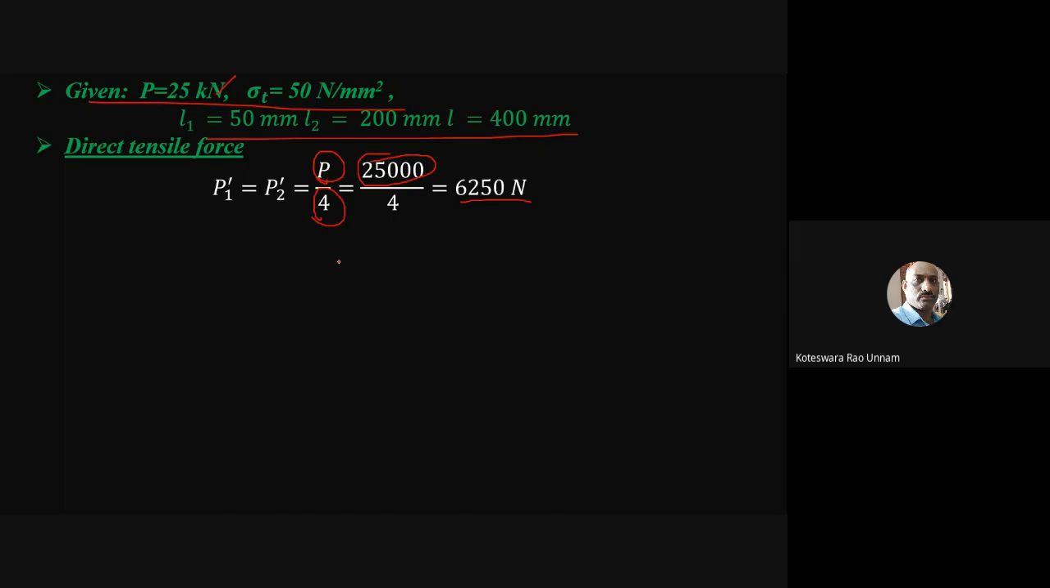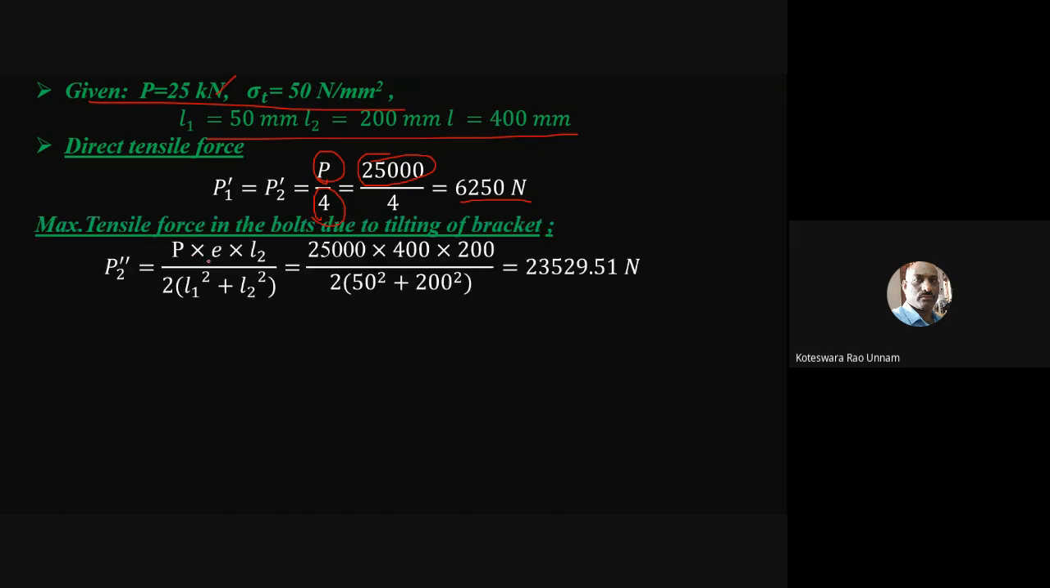Then we need to find out the tensile load due to bending moment. So that is given by... I already said that the tensile stress is maximum for B, not for A, because B is far away from point C. So the formula for that is P into L2 divided by the summation of L squared. Earlier I also told you, because there are two bolts at each location, you need to multiply this formula by 2. If there is only one bolt, you have to take L1 square plus L2 square. Because now there are two bolts for each set, you have to multiply by 2 here.